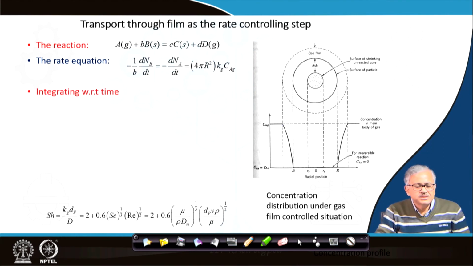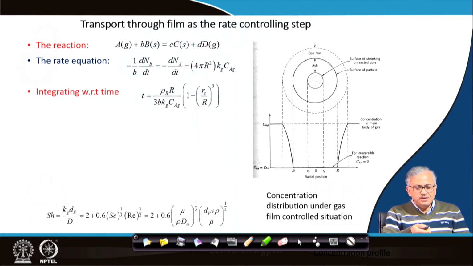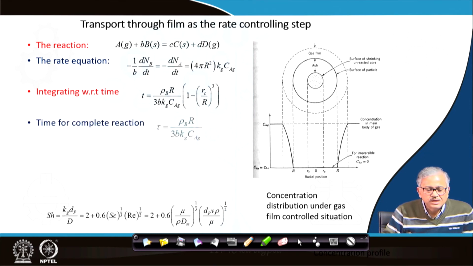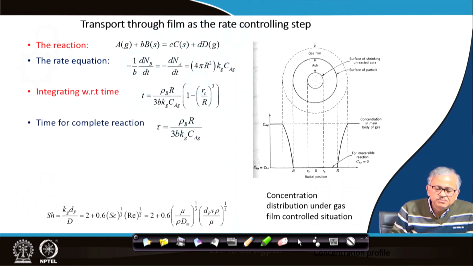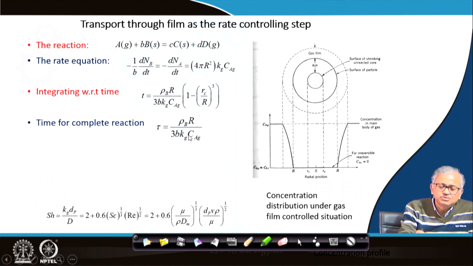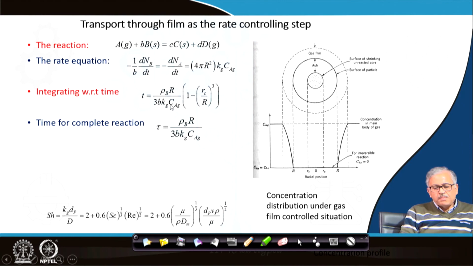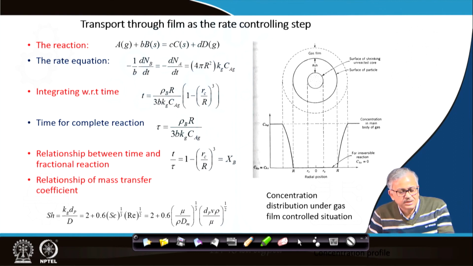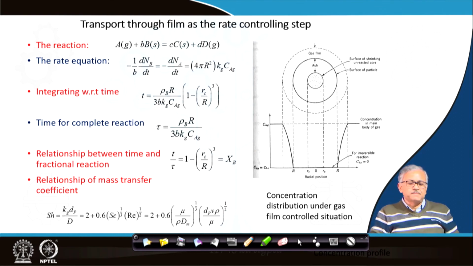Now, you can have this expression, and if you integrate again, you can write dnB/dt in terms of drc/dt, and then do this integration, and finally you get this. Here also you can get the time for complete reaction, tau, from there, because rc becomes 0. So, tau becomes like this. And again you can finally get the relationship between time and fractional reaction this way. The fractional reaction is t by tau equal to 1 minus (rc/R) cubed, that is XB. That simple: t by tau is equal to XB.